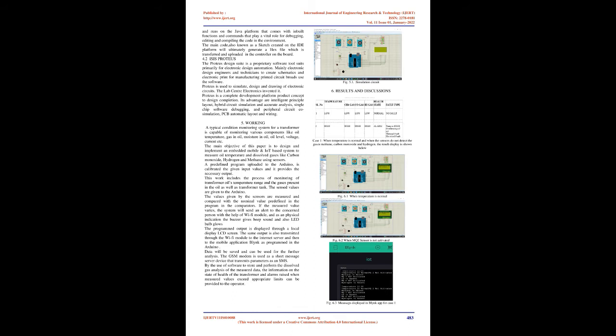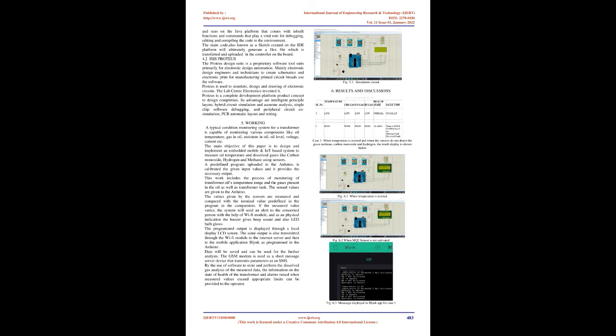3.7 Arduino Uno. Arduino Uno is a microcontroller board based on the ATmega328P. It has 14 digital input/output pins, of which 6 can be used as PWM outputs, 6 analog inputs, a 16 MHz ceramic resonator, USB connection, a power jack, an ICSP header and a reset button. It contains everything needed to support the microcontroller. Arduino is an open-source electronics platform based on easy-to-use hardware and software.